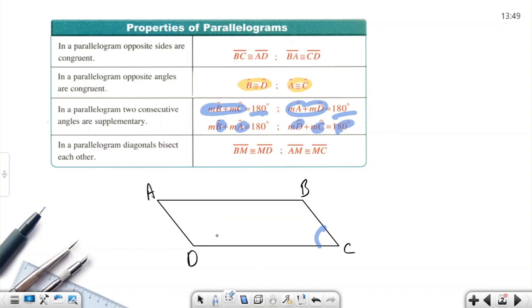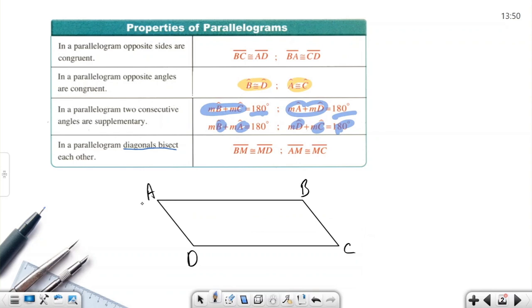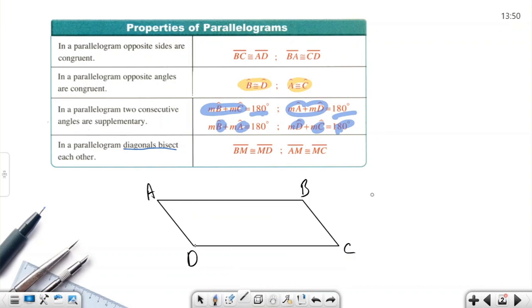So this is what is given here. One more thing is left for us, which is maybe a bit important. What is written? In a parallelogram, diagonals bisect each other. So diagonals bisect each other. What does it mean? That's first for the diagonal.